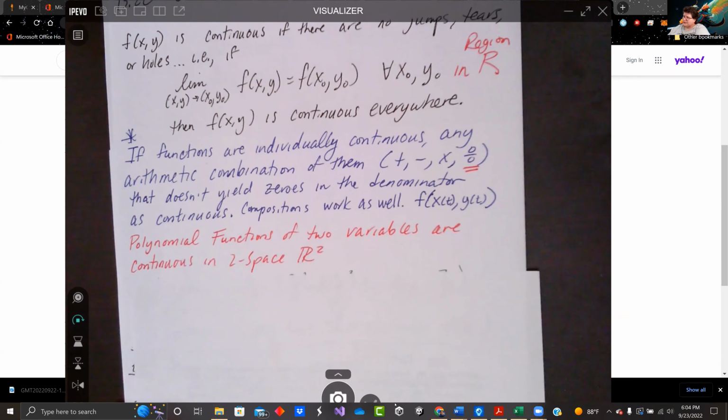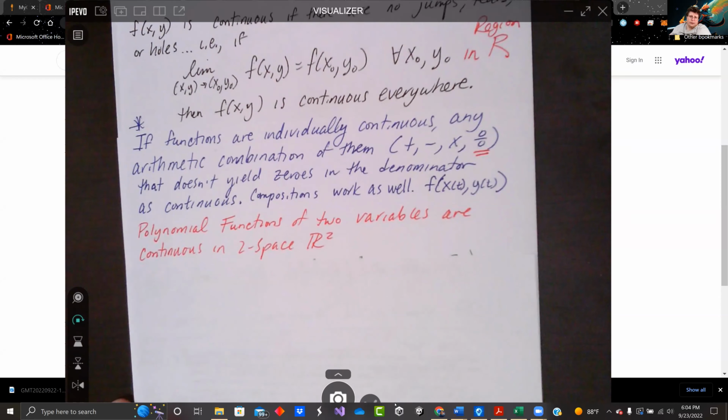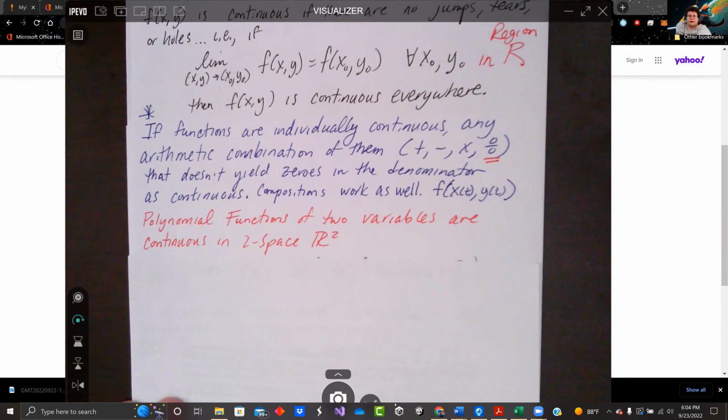Some things that are always continuous: polynomial functions. Polynomial functions of two variables are continuous in two space, which is written as R2 like that. The R means real space.